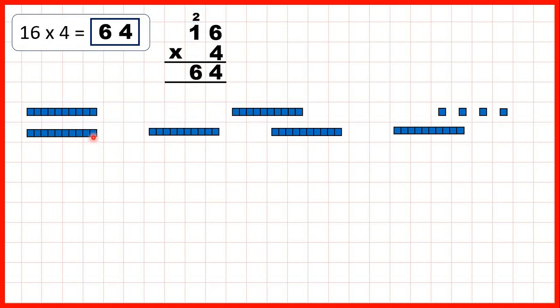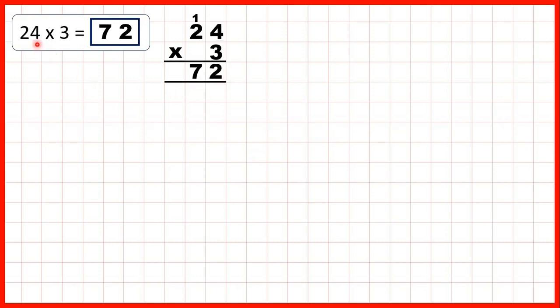Now what we have below these 4 tens here, we got from multiplying 1 ten by 4, but because we've made 2 more tens, that means that we have 6 tens here altogether. So that's why our answer is 64. Then we had 24 times 3.